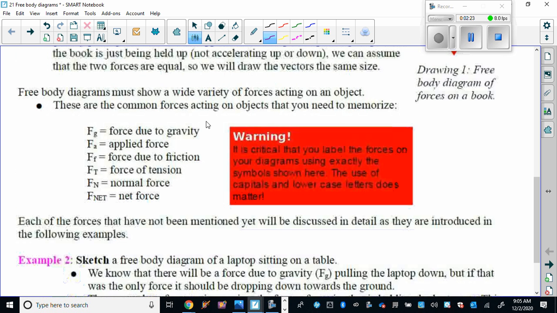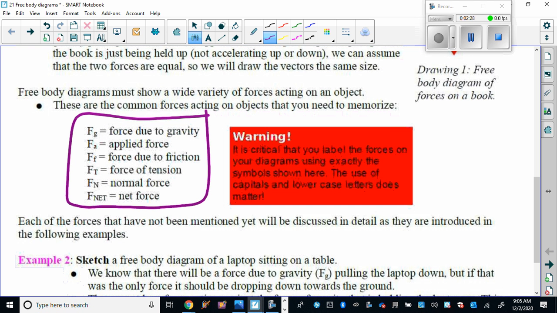And then here are the forces that you need to be aware of, and their abbreviations. Fg, force due to gravity. Fa, the applied force. Ff, the force due to friction. Ft, the force due to tension. For example, if you're hanging a picture from a string, or a sign hanging from a roof, or if you're swinging something that's attached to a string, that's the force of tension. And then you've got the normal force and the net force. Just note that the normal force is just an N, and the net force is a NET.